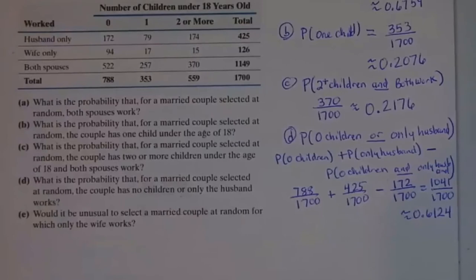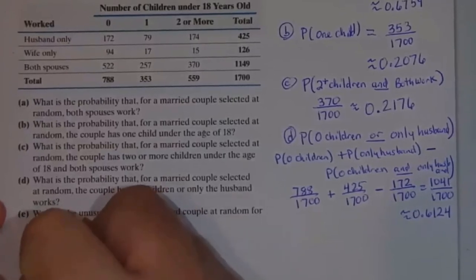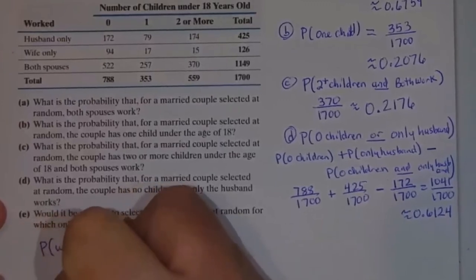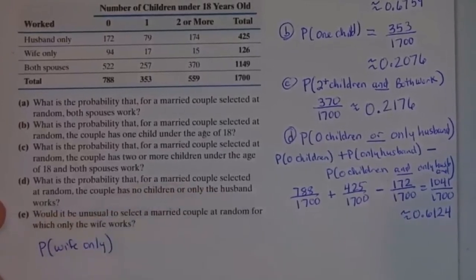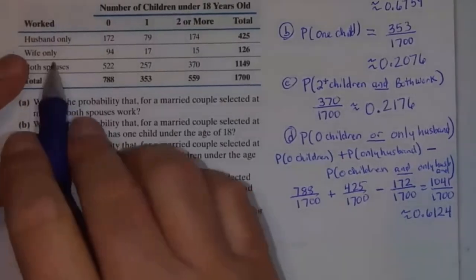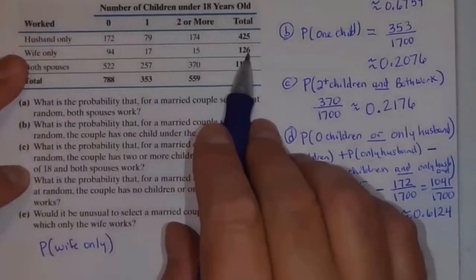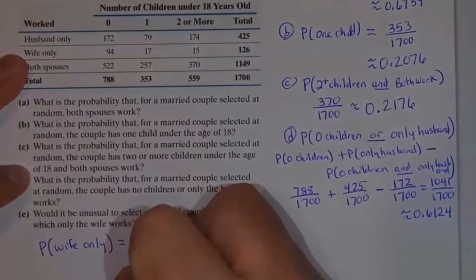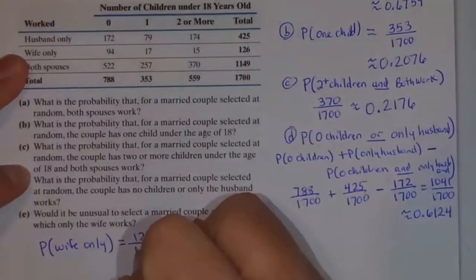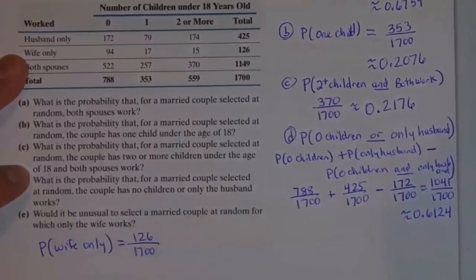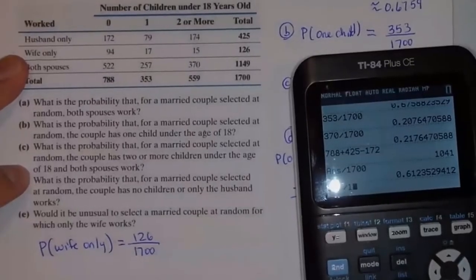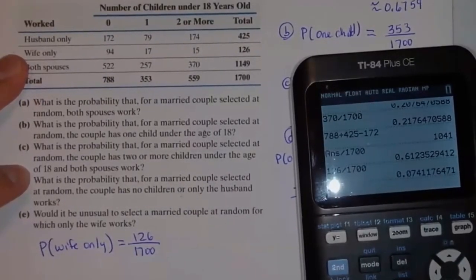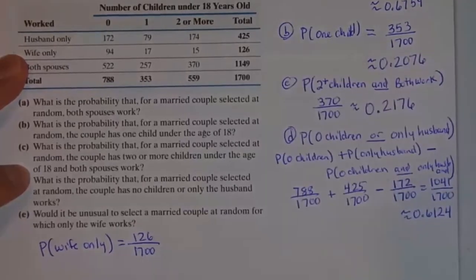The last question, part E: would it be unusual to select a married couple at random for which only the wife works? So there we're looking for the wife only works. Well, the wife only works, there's 126 of them out of 1,700. And if I take 126 and divide by 1,700, that is 0.0741.